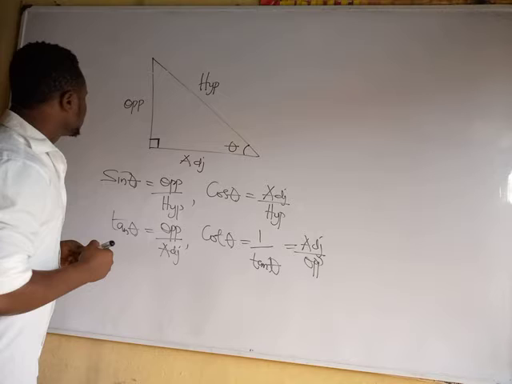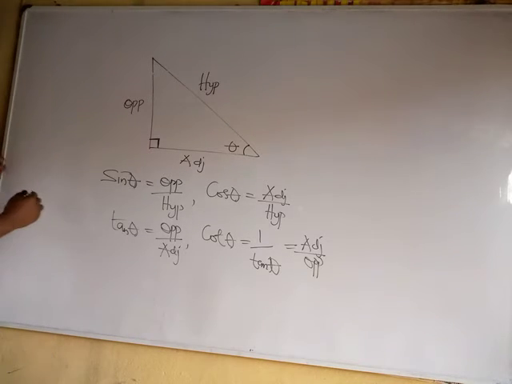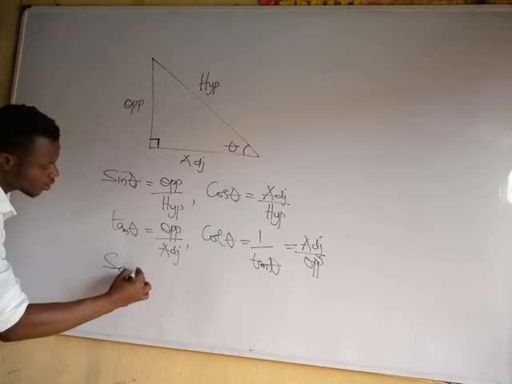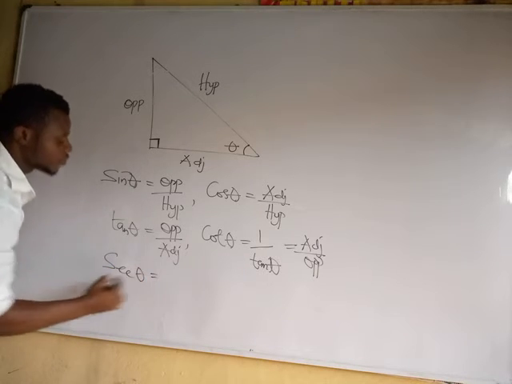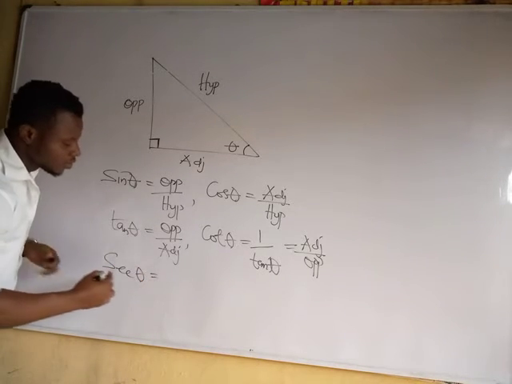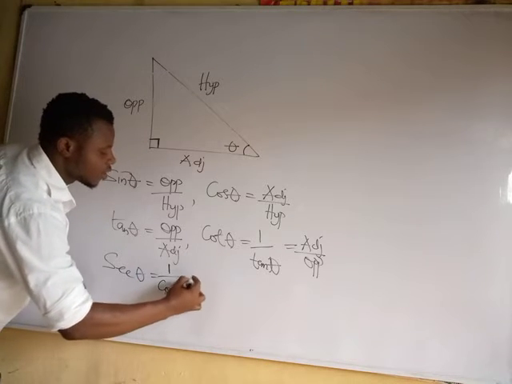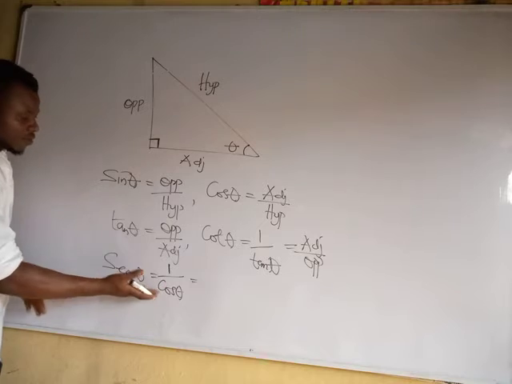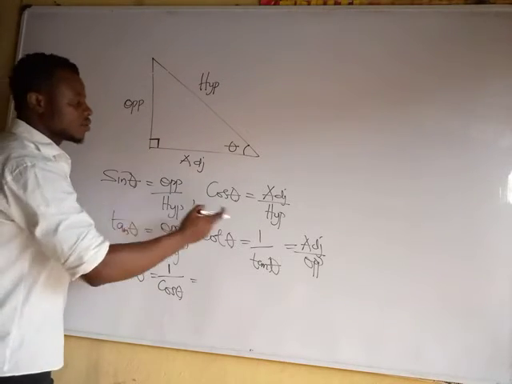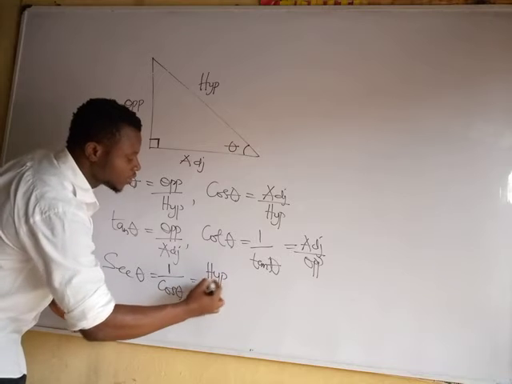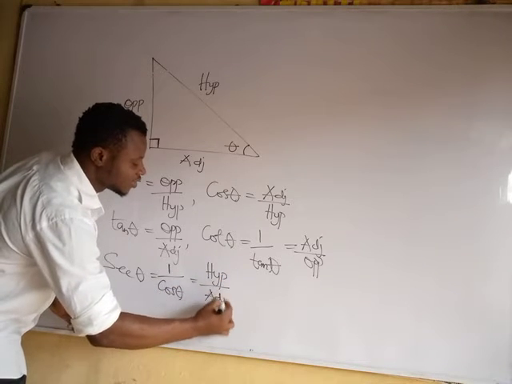Another important thing we need to know about this is we have sec of the angle. When we say sec of the angle, it means inverse of cos of the angle. And what is inverse of the cos of the angle? You go to the cos of the angle and inverse it. The inverse of the cos of the angle is hypotenuse over adjacent.